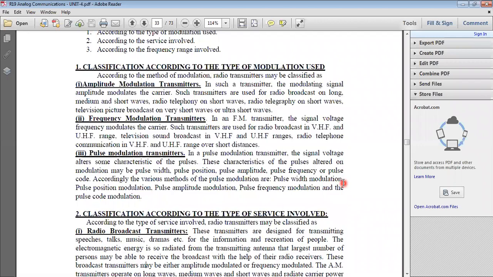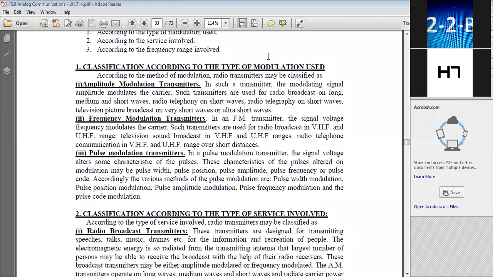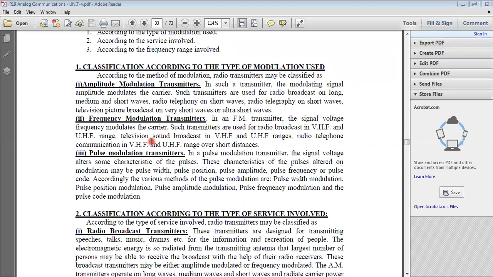Where do we use these transmitters? It is also used for radio broadcast in VHF and in UHF range. So where do we use FM transmitters? FM transmitters are used for radio broadcast in VHF and UHF range, and television sound broadcast. For sound broadcast purposes, we use these FM transmitters.